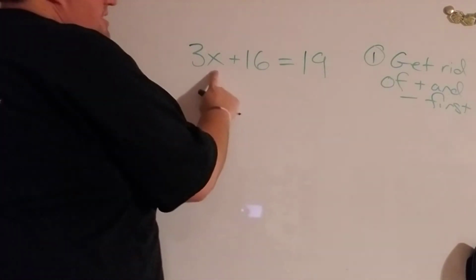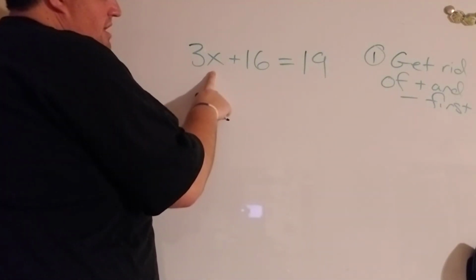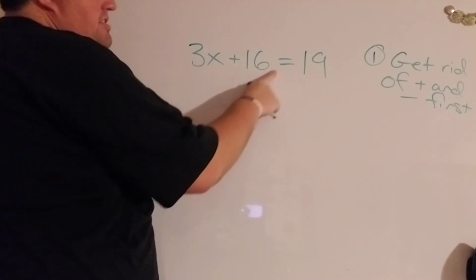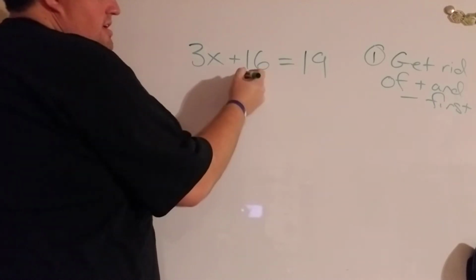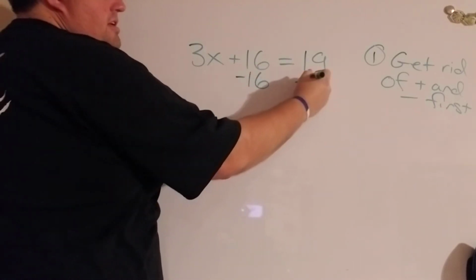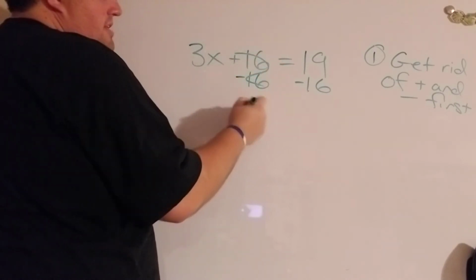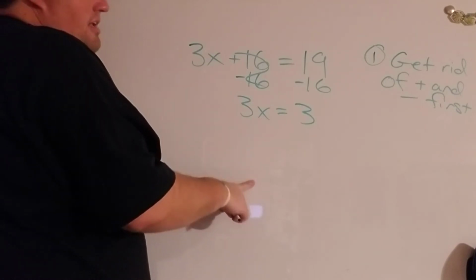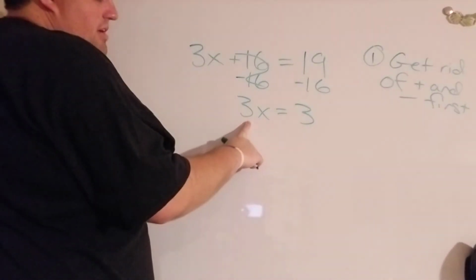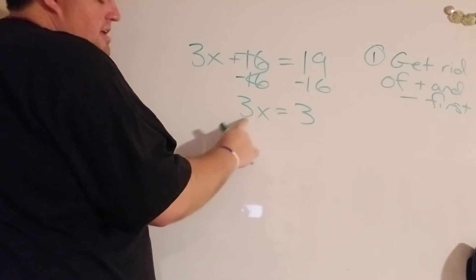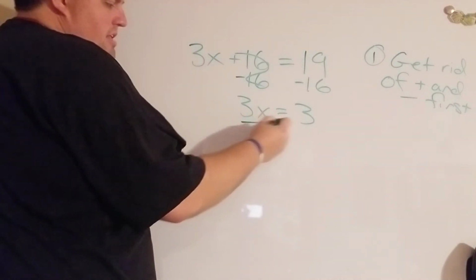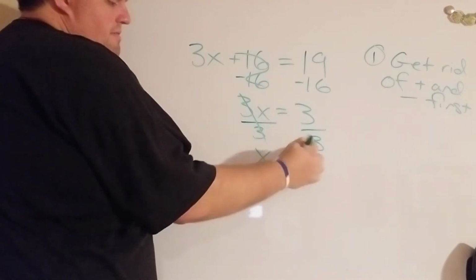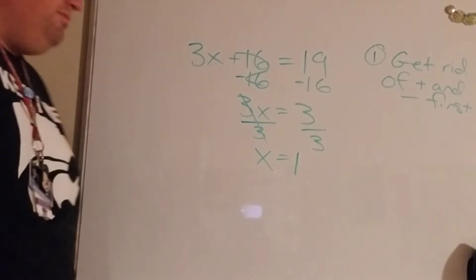So in this case, I always find x. And then I look, what am I adding or subtracting to it? Well, in this case, it's plus 16, or positive 16. That's what I'm going to get rid of first. So I'm going to minus 16 on both sides. That's going to give me 3x equals 3. And then, keep going, this 3 is multiplied by x. So to get rid of multiply by 3, we're going to divide by 3 on both sides. And 3 divided by 3 is going to give me x equals 1.